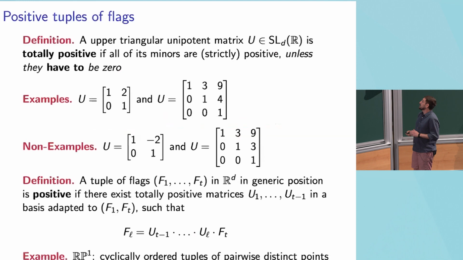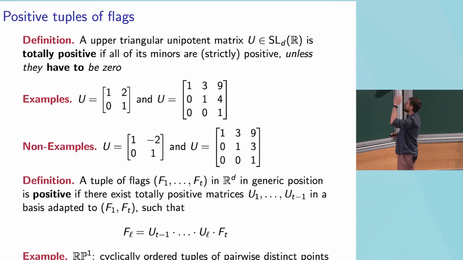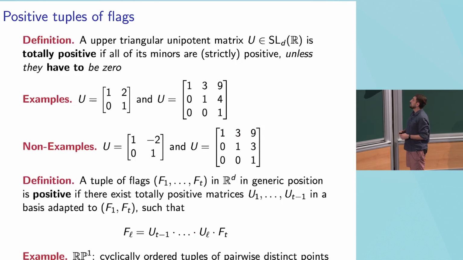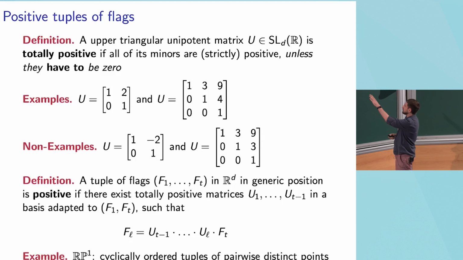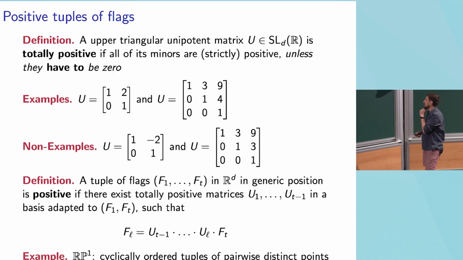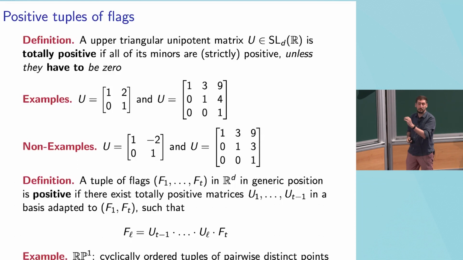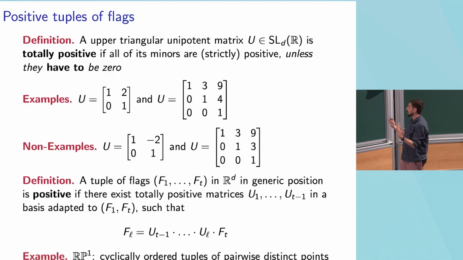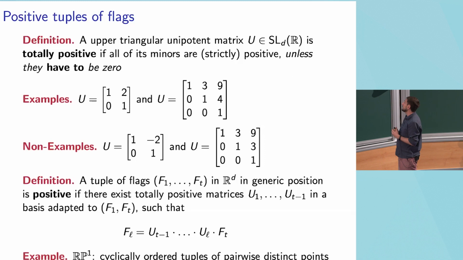So we've seen flags. I know there's a lot of text here. We're going to go step by step. But it was good to see it all at once for this slide. So we've seen flags. We've seen flags in generic position. And I want to add a little definition in this context that is very important in higher rank Teichmüller theory.